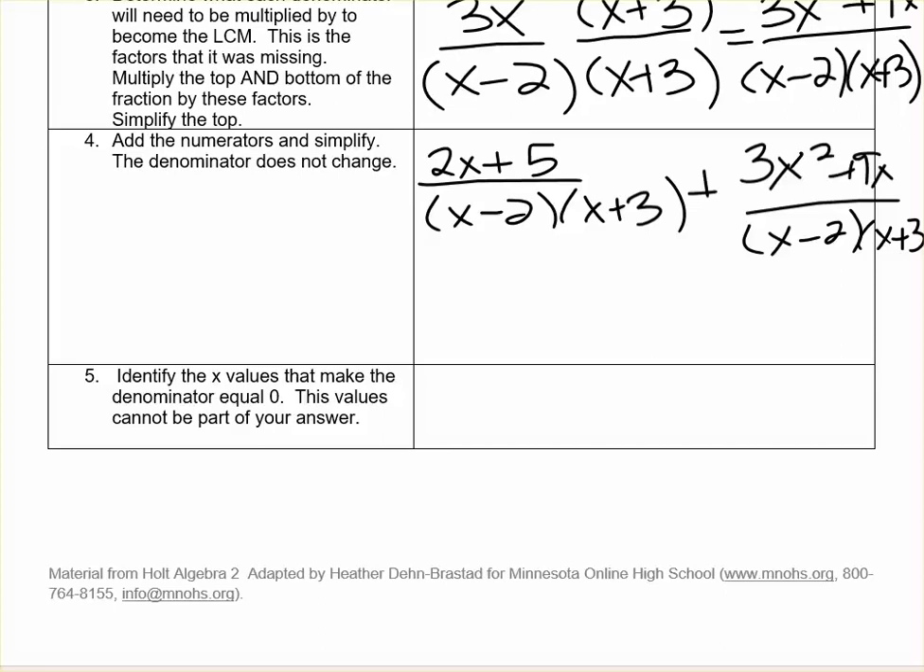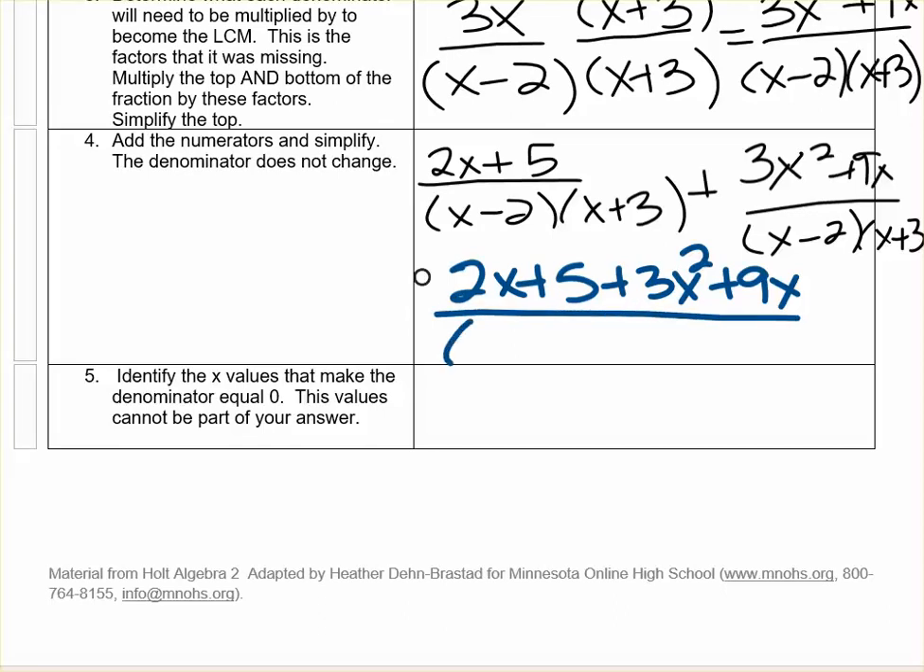Once I multiplied the top and the bottom by x plus 3, I had 3x squared plus 9x over x minus 2, x plus 3. Now let's go ahead and add the tops, and our bottom is going to stay the same. So on the top, I will have 2x plus 5 plus 3x squared plus 9x all over my bottom, which will still be x minus 2, x plus 3.